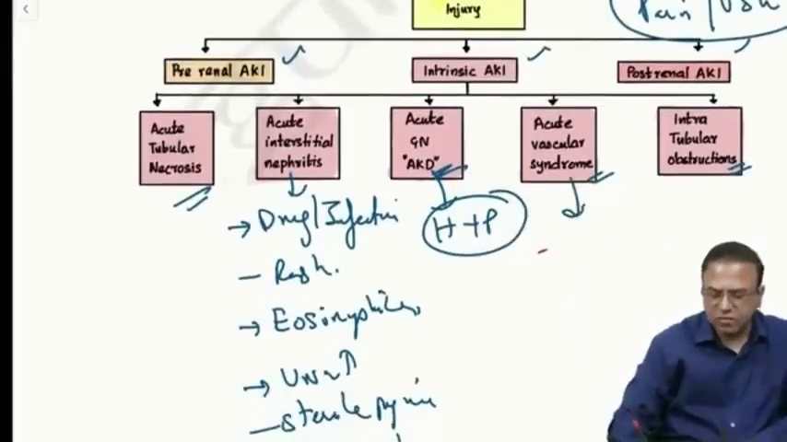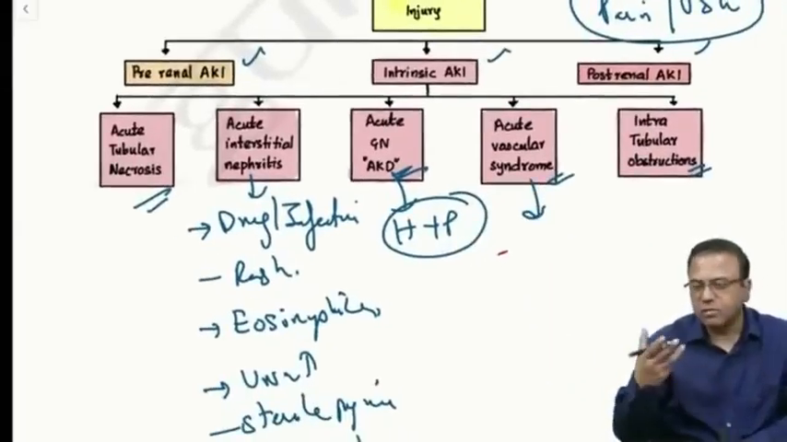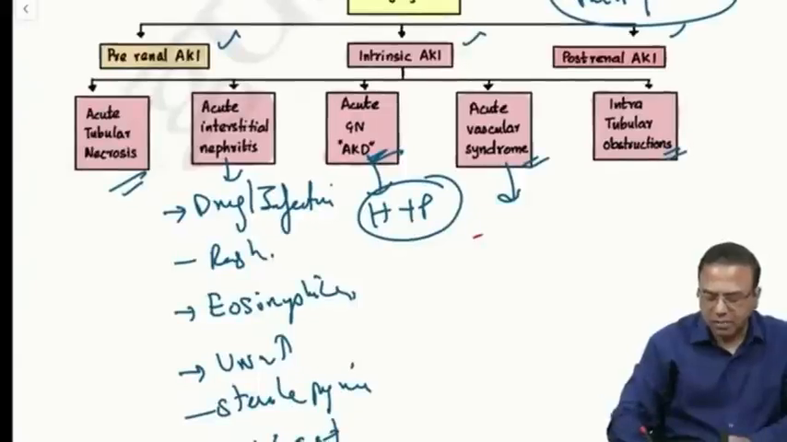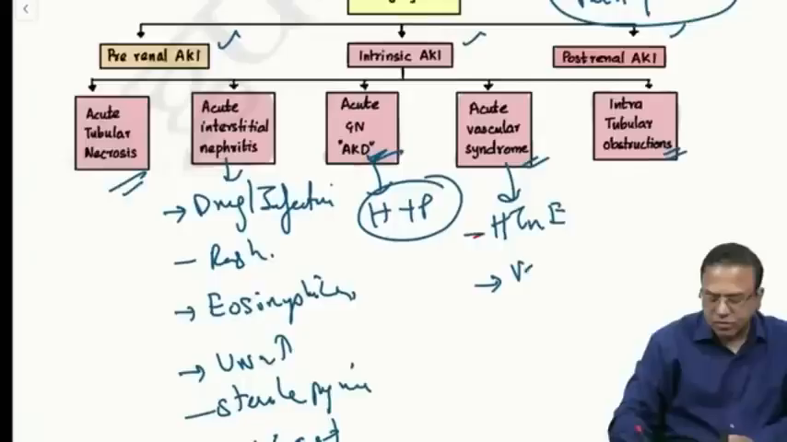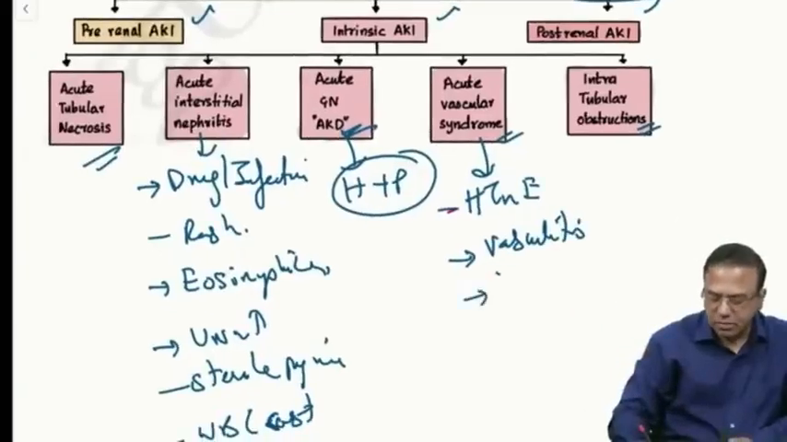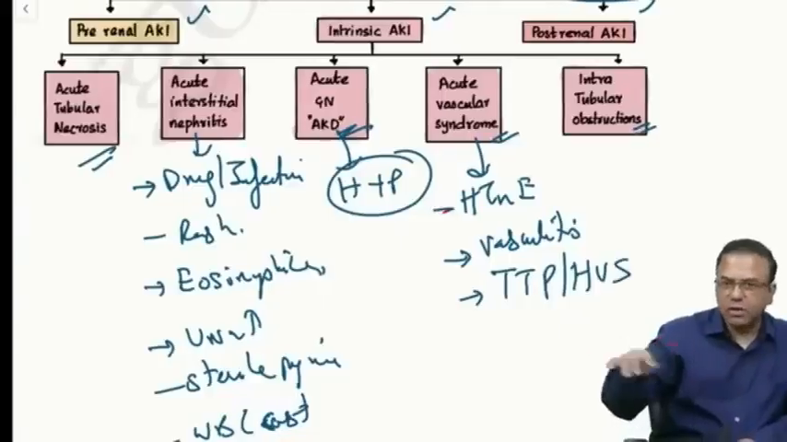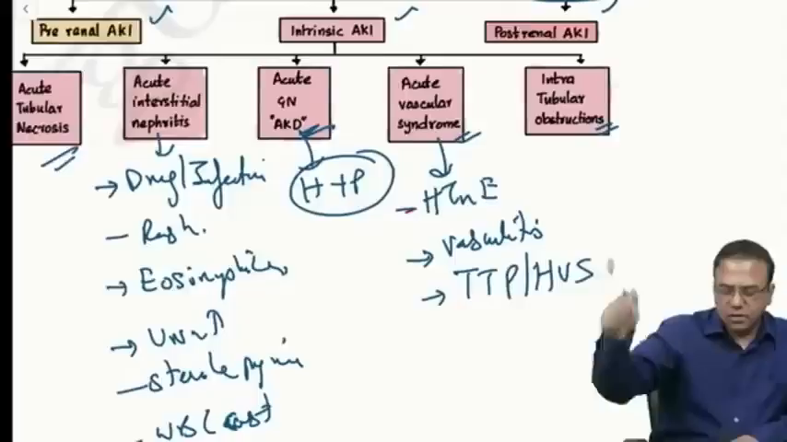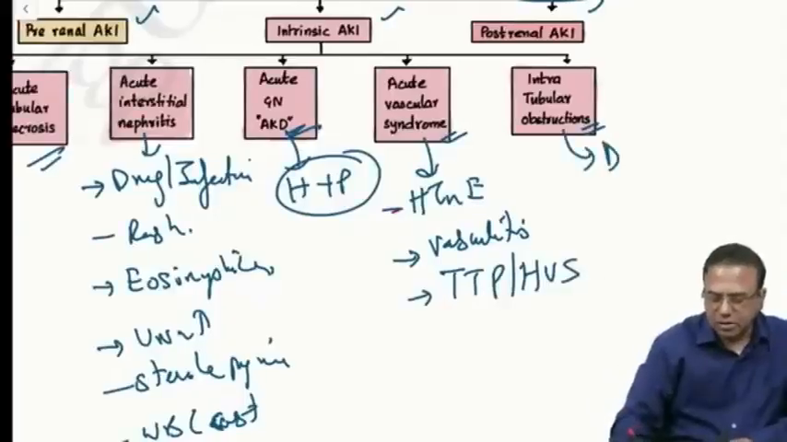Vascular problems, because vessels are throughout the body, a lot of systemic features will be there. Maybe it's a patient with malignant hypertension, a hypertensive emergency. Or the patient has got a vasculitis, but vasculitis will have a lot of systemic features. Patient may be having TTP, HUS. So all these, none of them are purely renal. A lot of systemic features are there. Intratubular obstruction generally is due to drugs.